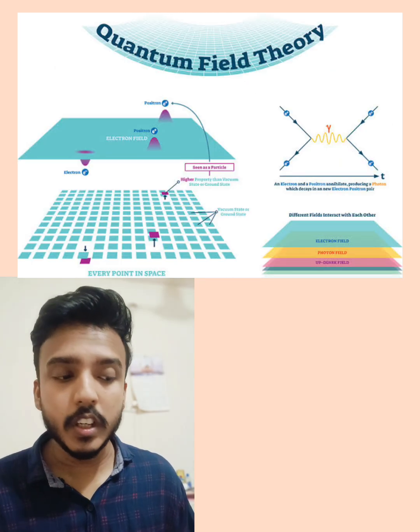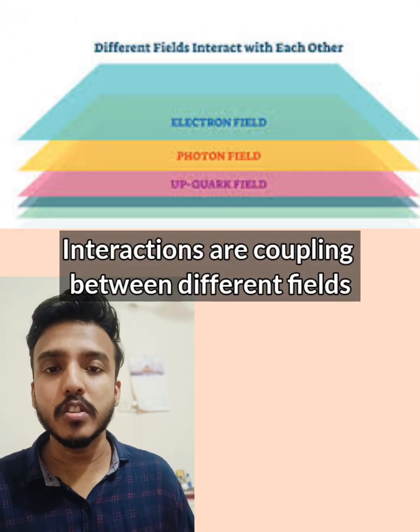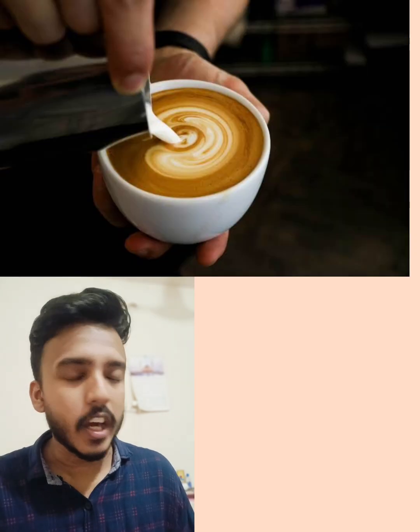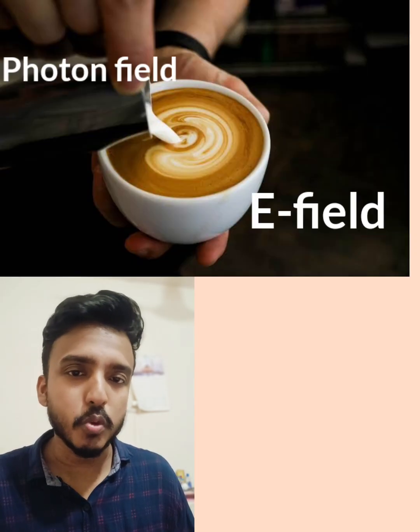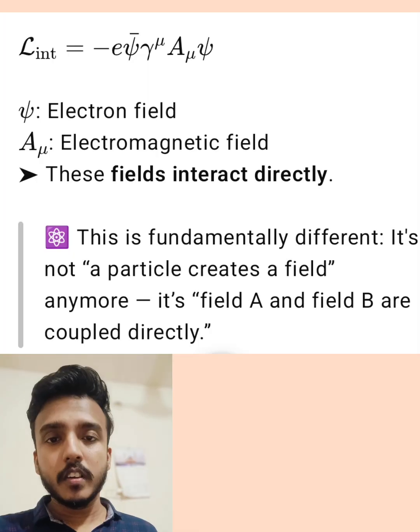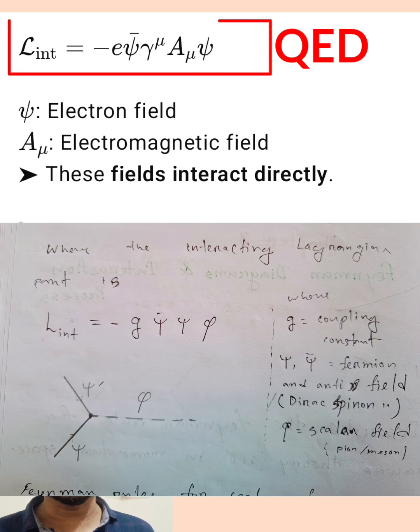And what we call interaction or force is actually a coupling between these fields, just like mixing two different soups, and you get a result which can be considered as attraction or repulsion. And this interaction is described using this equation.